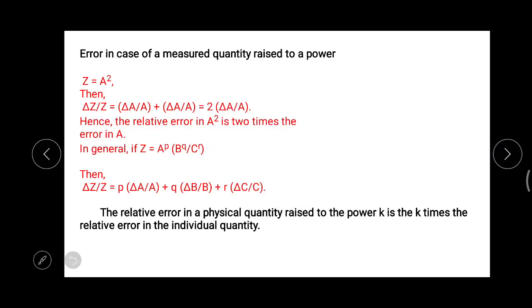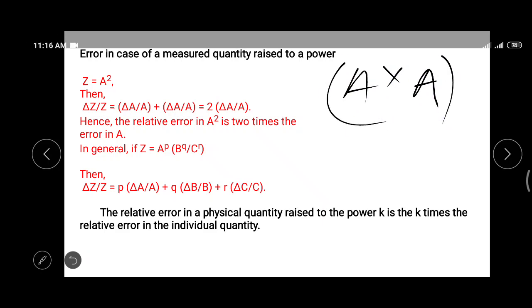Now, error in the case of a measured quantity raised to a power. Suppose you are going to find z equal to a raised to n. Here in the example it is given as a square. Now you have to find the error in this calculation. A square means a into a, so you can use the multiplication rule. That means delta z by z is equal to delta a by a plus delta a by a, that is 2 into delta a by a.